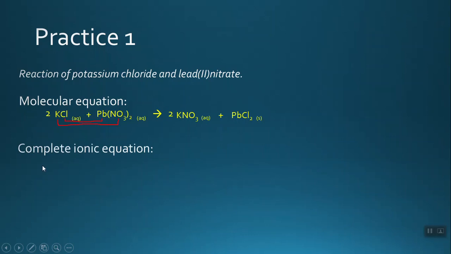Now let's go ahead and write the complete ionic equation. So again, the first thing you want to do is just go through and write the ions. Do not worry about the coefficients. Do not worry about matching up the number of atoms to the number of ions, okay? Just go through and write all of the ions that all of our aqueous substances will dissociate into, okay? And again, your precipitate you leave alone. That will not dissociate, so you're going to write that as one entire substance.